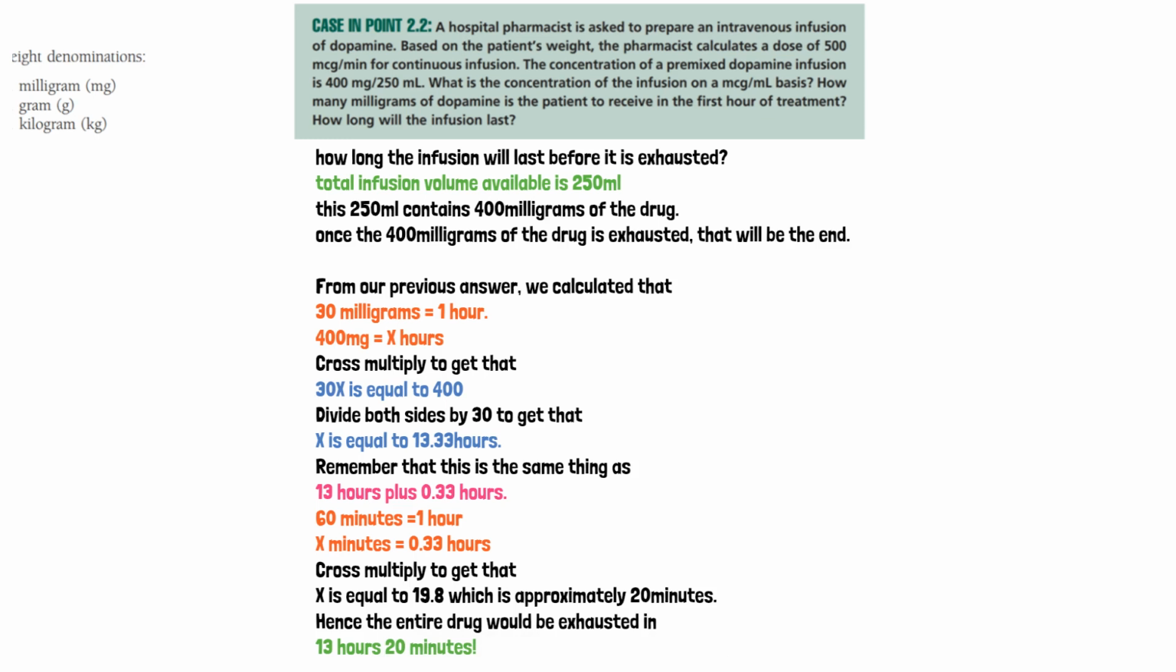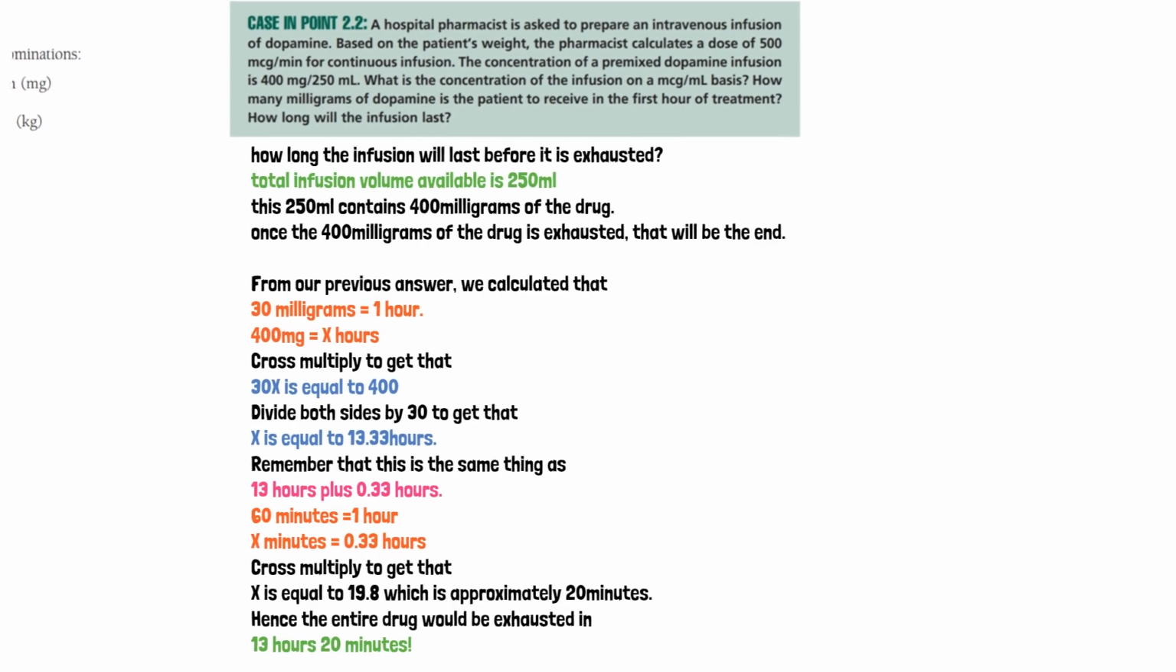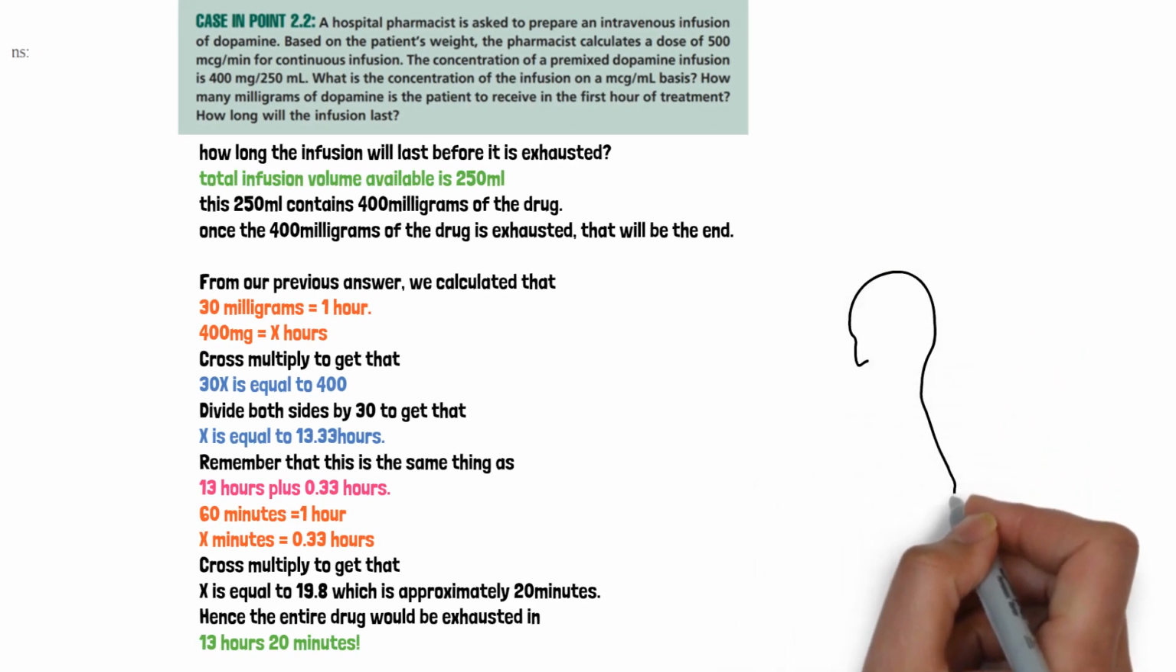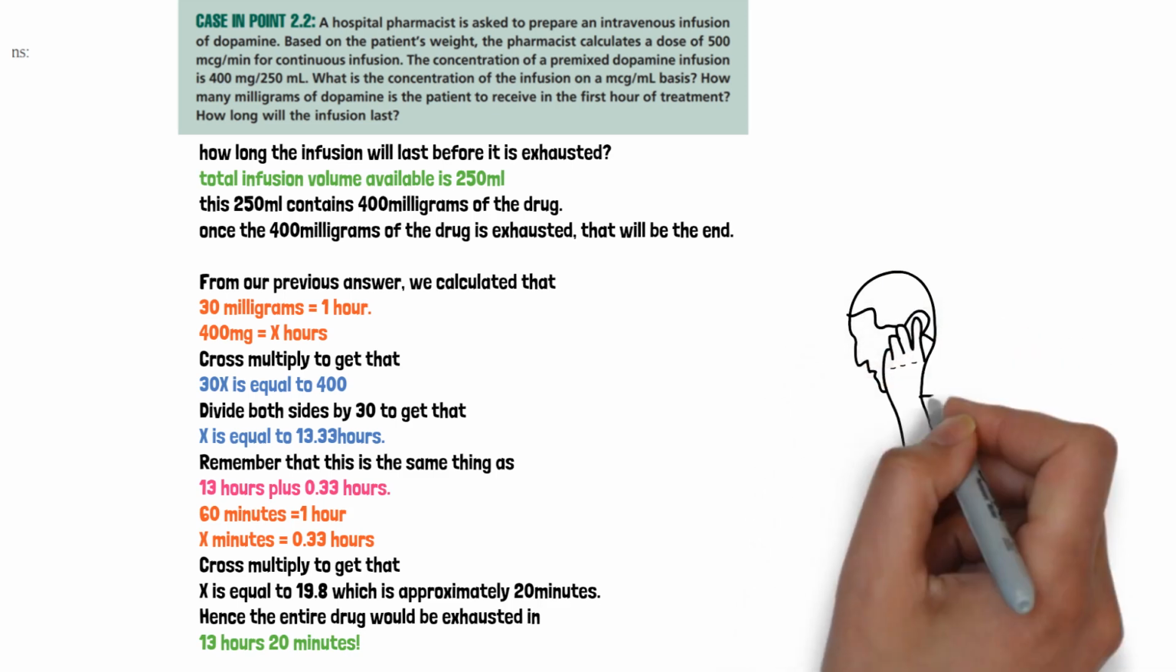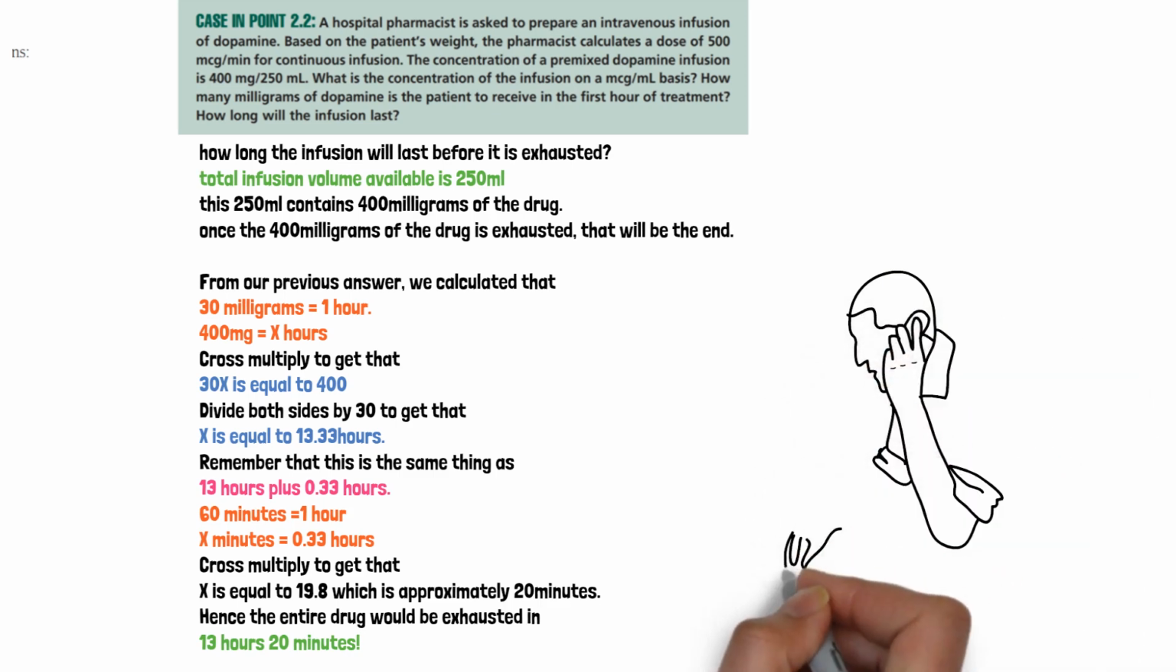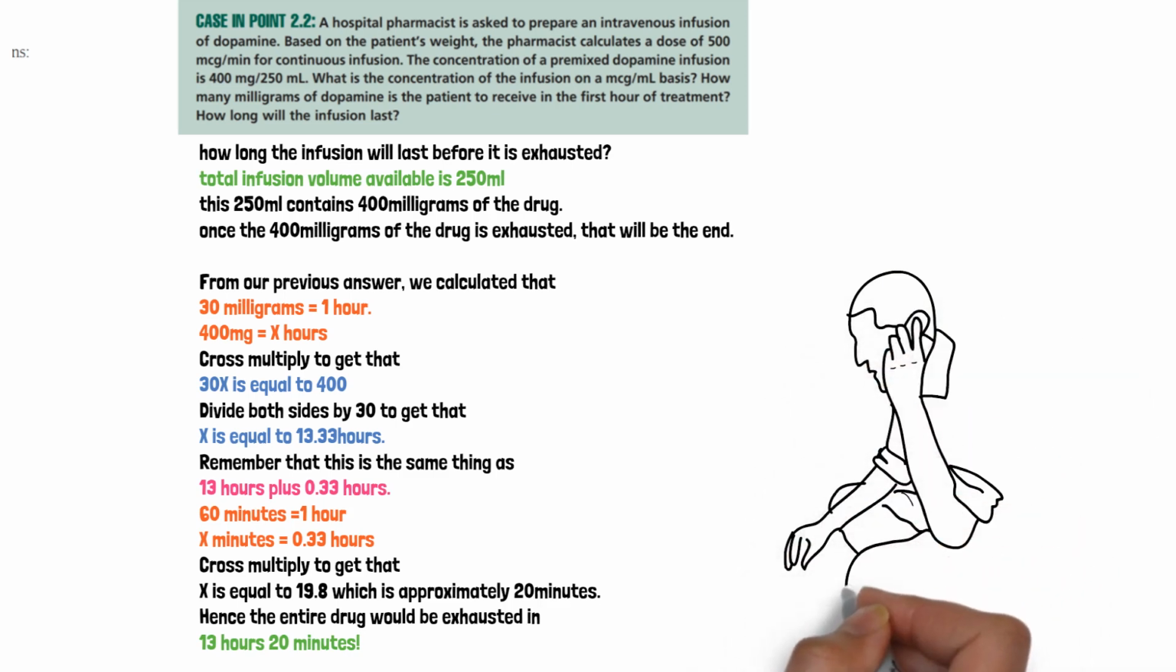We have 60 minutes in 1 hour. Hence, we have X minutes in 0.33 hours. Cross multiply to get that X is equal to 19.8, which is approximately 20 minutes. Hence, the entire drug will be exhausted in 13 hours, 20 minutes. That's the answer. The case in point.